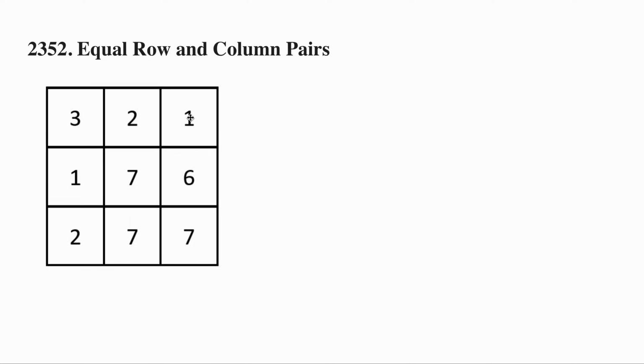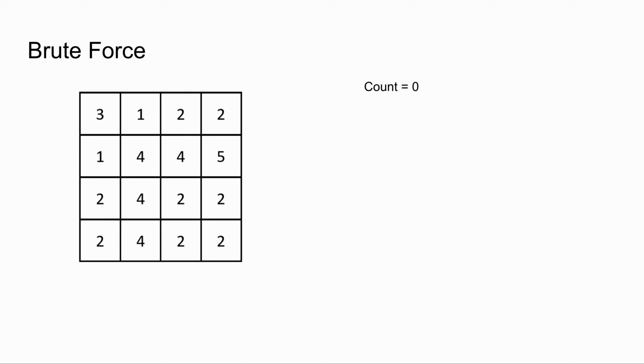Let's take another example. 167 is 167. This column, is it present in any one of the rows? No, right? So the answer in this case will be just 1 because we only have 277 equal to 277. So let's take another example and explain the brute force approach.